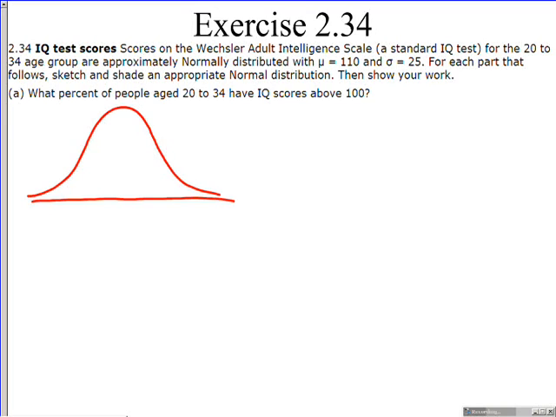Okay, so we're going to have 2 scales here. We're going to have one in terms of X. I'm going to have a second scale down here in terms of our z-score. First of all, we know the mean is at 110. The mean correlates to a z-score of 0, 0 standard deviations away from the mean. We're told that the standard deviation is 25. We want to know what percent of the people have scores above 100.